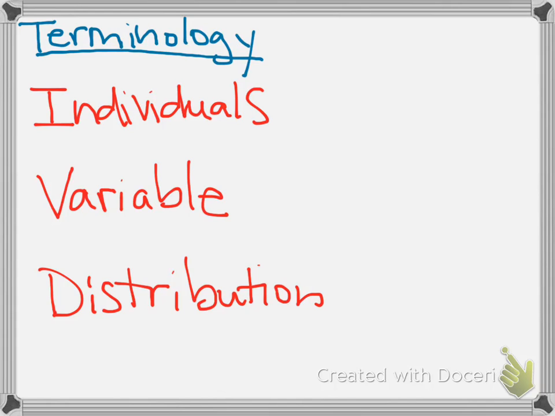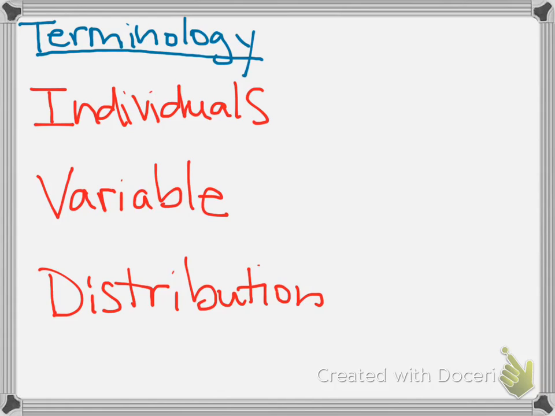The first is individuals. When you're collecting data, the individuals are generally the people, or maybe the events, that you're collecting data on. So today in class you looked at some data that came from various students in our school. Those students were the individuals that data came from.